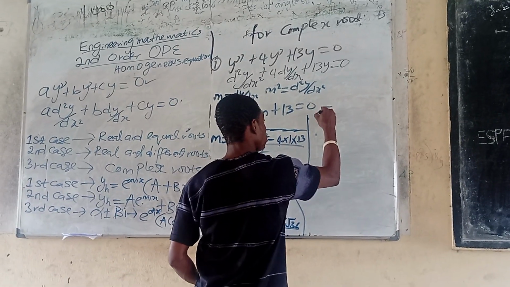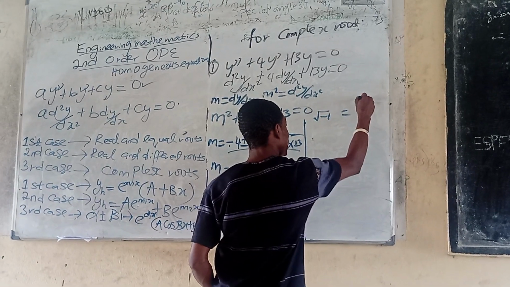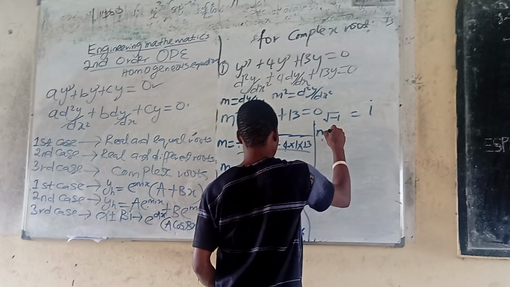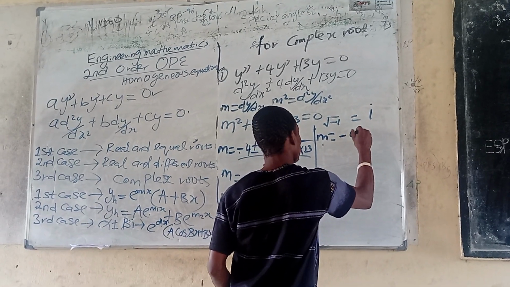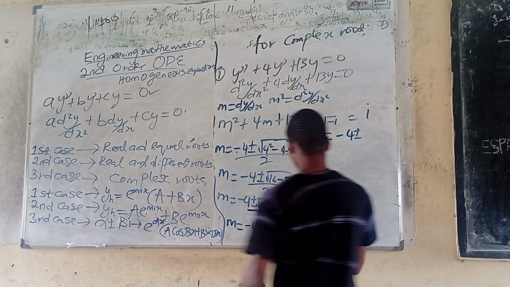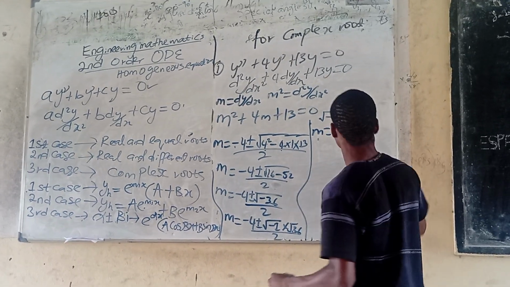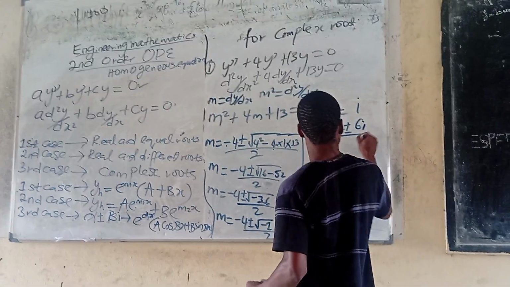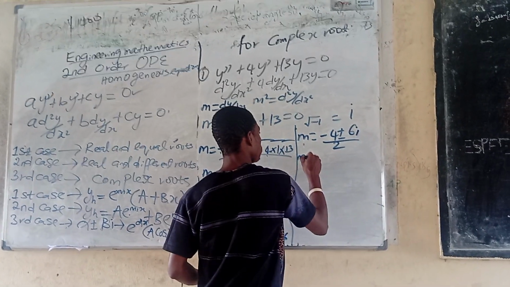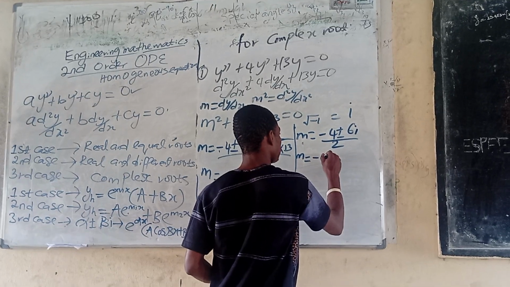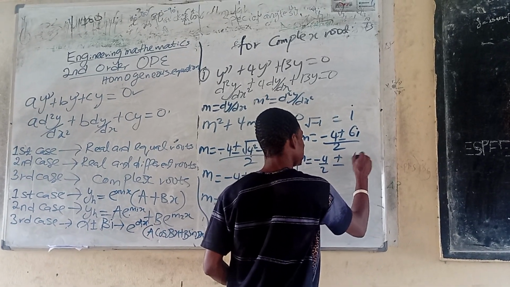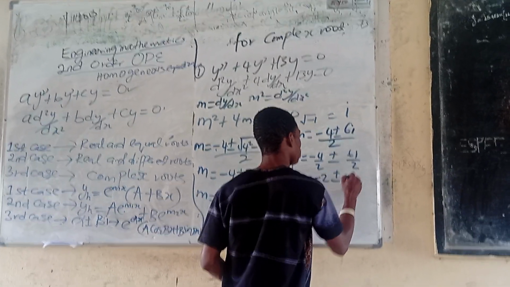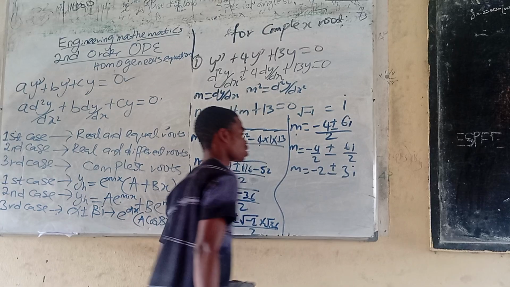Please note that the square root of minus 1 equals i. Please don't ever forget this. So m equals minus 4 plus or minus the square root of 36, which is just 6. So 6 times the square root of minus 1 is 6i, divided by 2. So m equals minus 4 over 2 plus or minus 6i over 2. So m equals minus 2 plus or minus 3i.